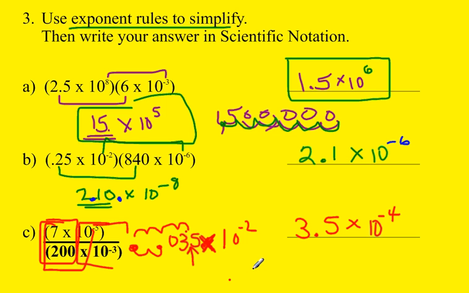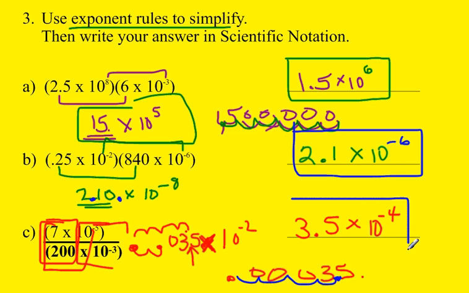Or just write out the decimal. I'm confused here. 1, 2, 3 zeros. Let me double check that. This was what? Negative 2 from 0.035. Yeah, that's right. And then to make this that answer, I want to go from here, so 1, 2, 3, 4 spots to the left. So there we are.